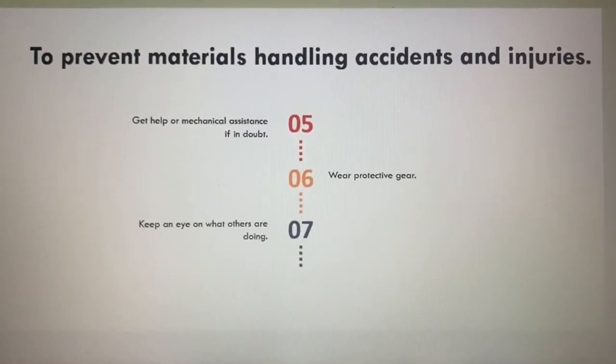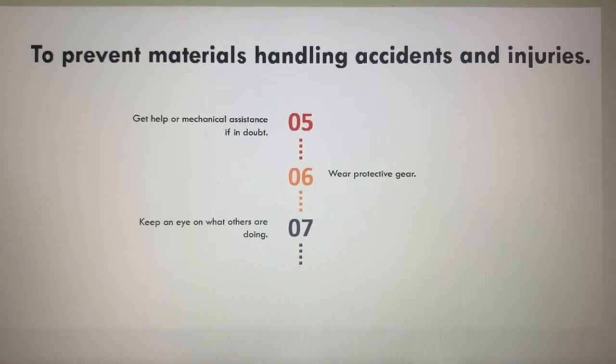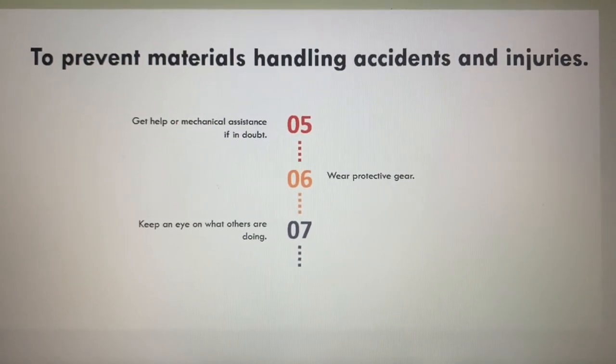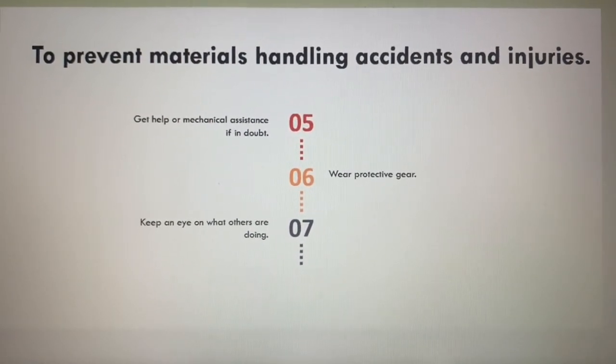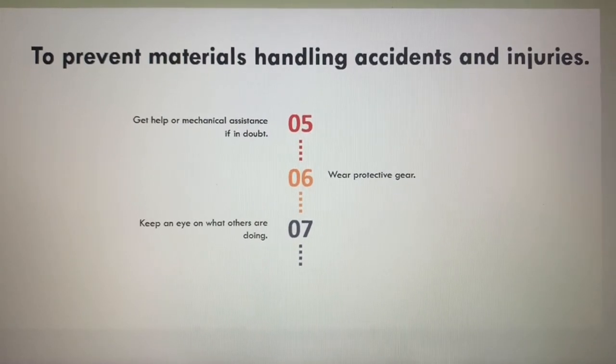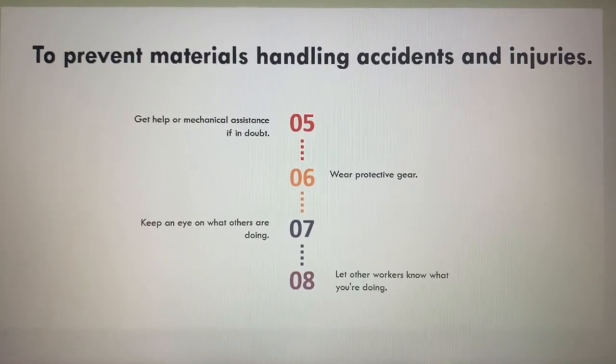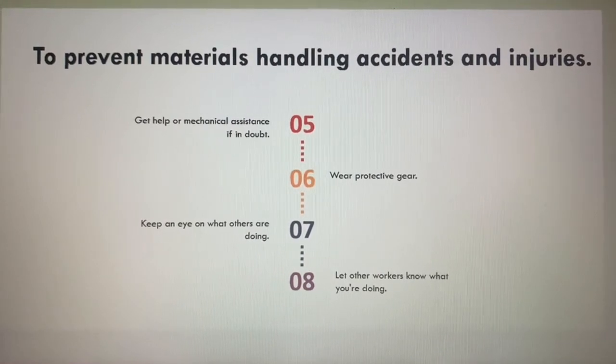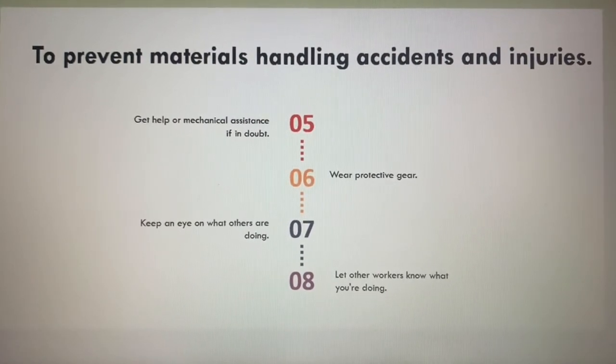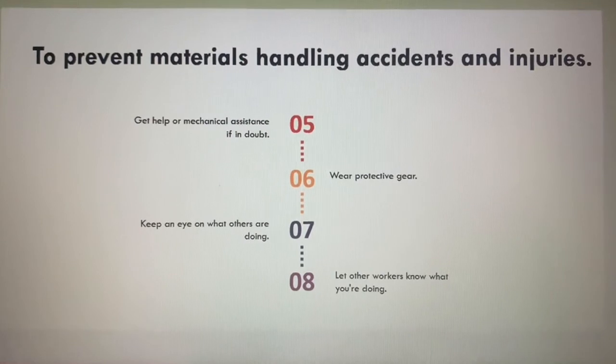Number 7, keep an eye on what others are doing. It is also a responsibility to look to your co-workers on what they are doing. And lastly, let other workers know what you are doing. For your own safety, for all our safety too, you should also tell your co-workers what you are doing so that they are aware that you are doing something.